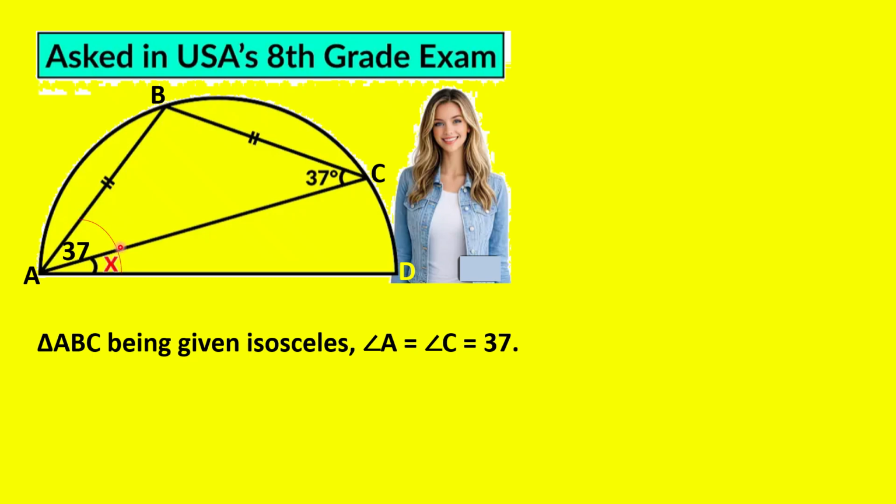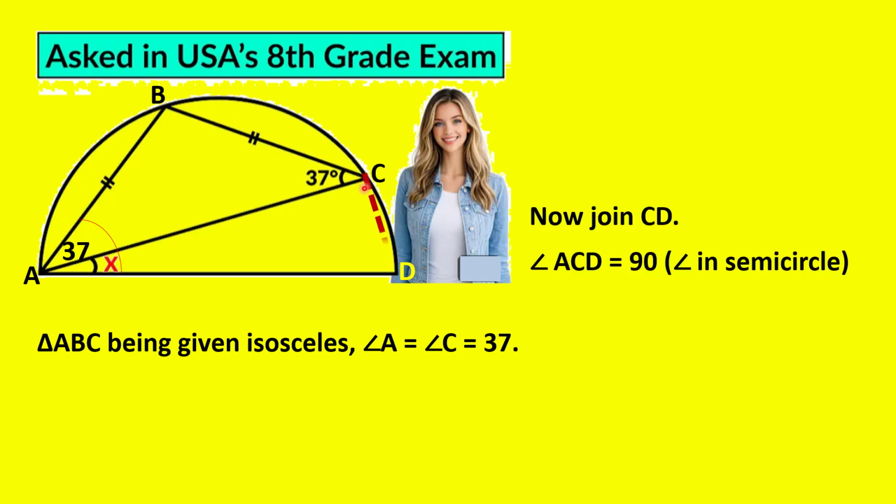Now we join CD. Now angle in a semicircle is a right angle. So we mark this 90. Angle in a semicircle, right angle, the most elementary principle on chapter circles. So we mark this ACD 90 degrees.